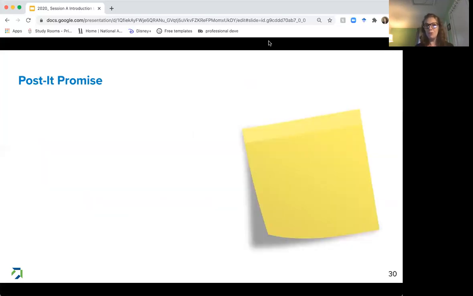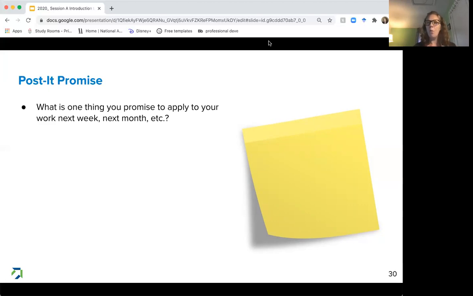Then we move to close. We like to close at TLA with something called a post-it promise, or a commitment. We want folks to leave the session with the idea about one thing they're going to do or use from this session. So we ask people to write one thing that they promise to apply to their work in the next week or month, maybe even the next day, and then to share it in the chat so others can see what types of commitments are being made and be inspired themselves.